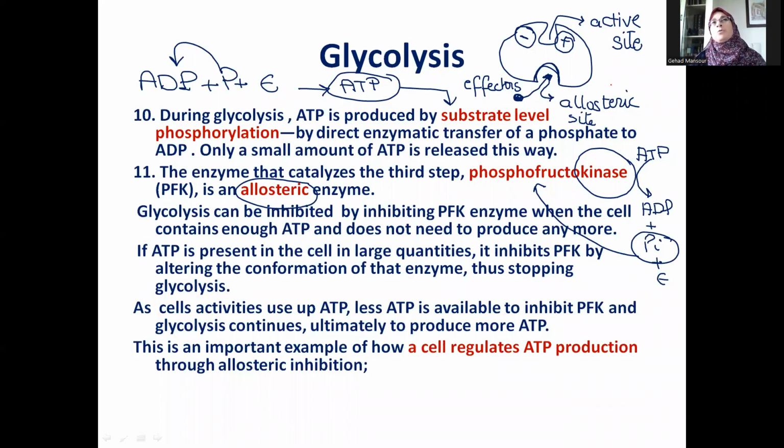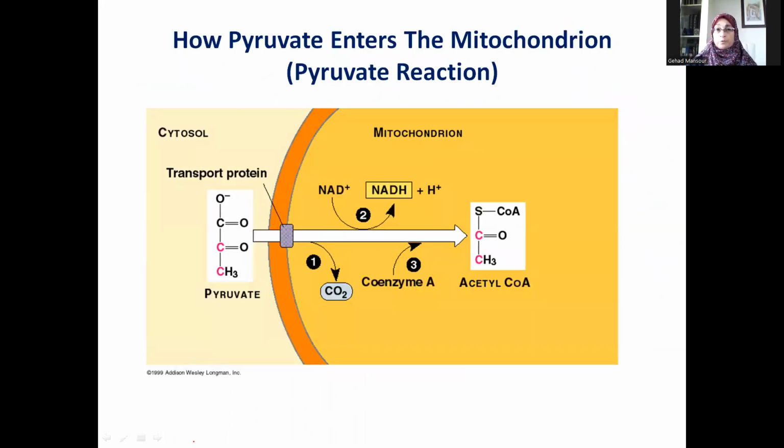We usually don't ask you how the cell equilibrates or controls the amount of ATP that is produced, but sorry, the reverse. We usually don't ask you how we regulate glycolysis or how feedback inhibition occurs, but we ask you this question at the bottom of the slide, which is how the cell regulates ATP production. And here we have seen how the cell regulates ATP production by feedback inhibition.